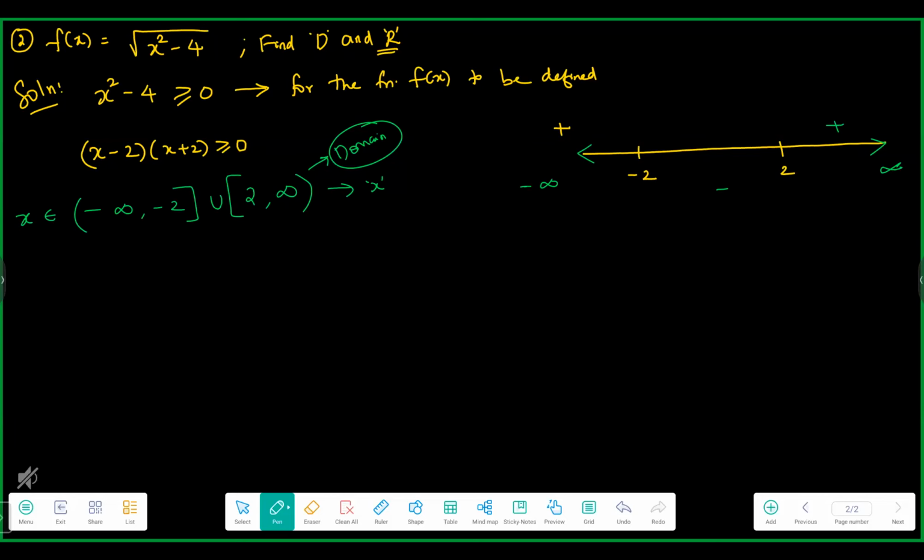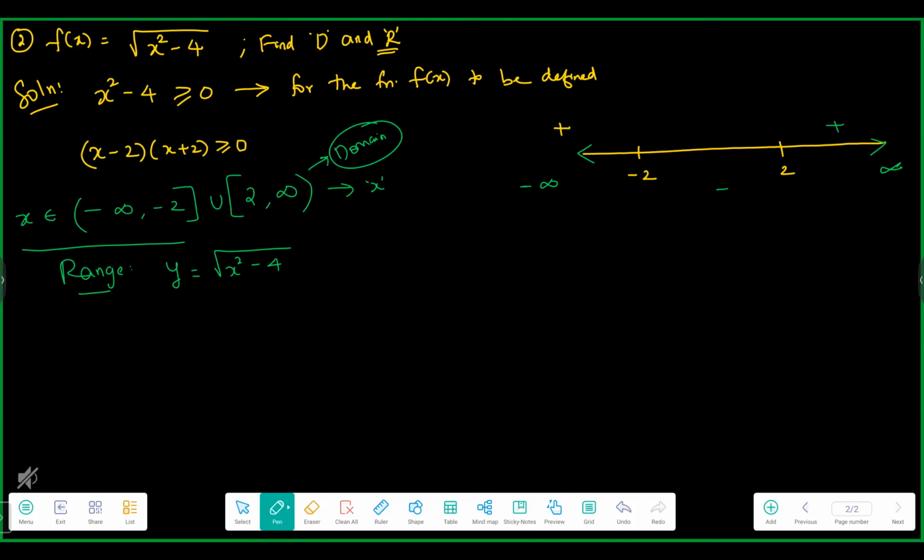Okay. Now the question is about finding the range of this function. So how do we find the range? For range, the process is again very simple. What is that we are supposed to do? Replace this f of x with y. So y is equal to square root of x square minus 4, and this is the step number 1. Now what should you do? Step number 2 is write x in terms of y. So I want only x on left side, right hand should be a complete function of y.